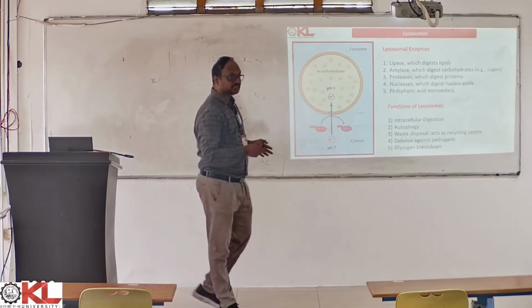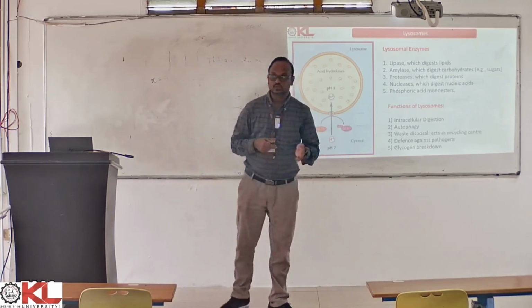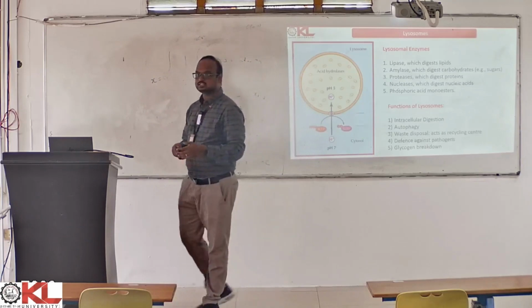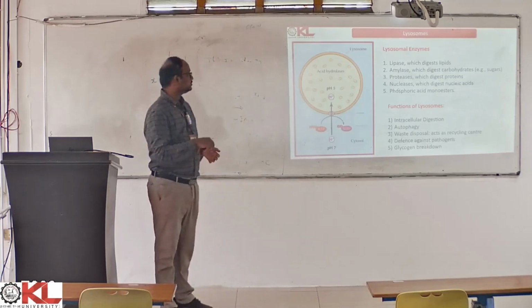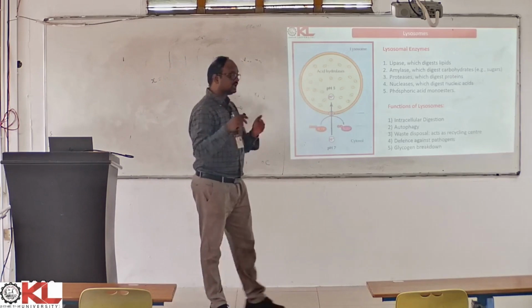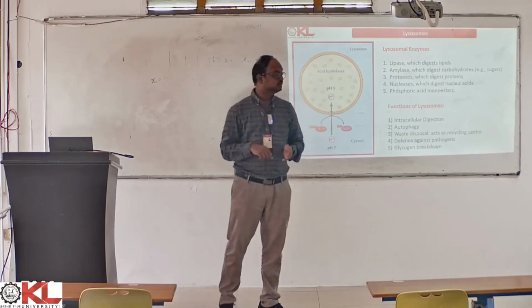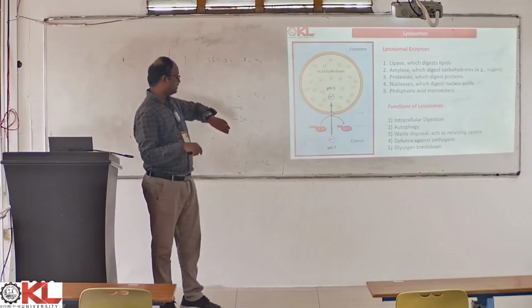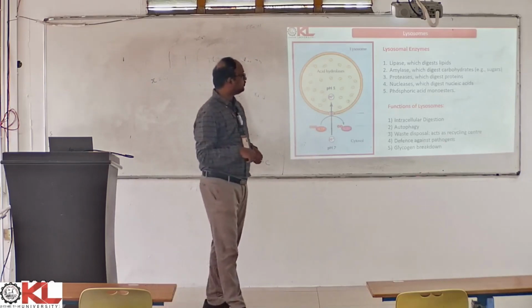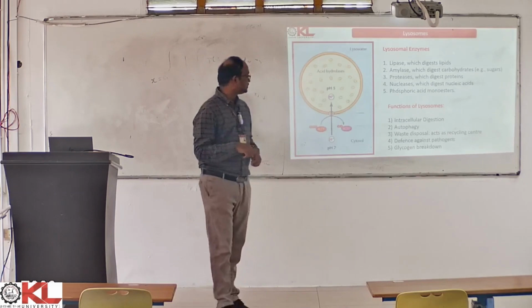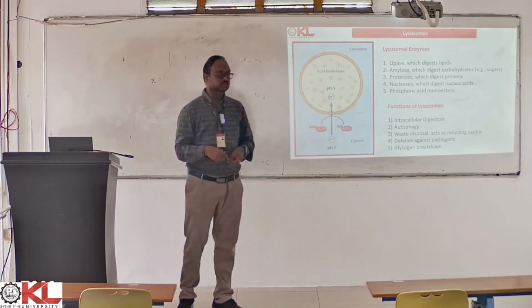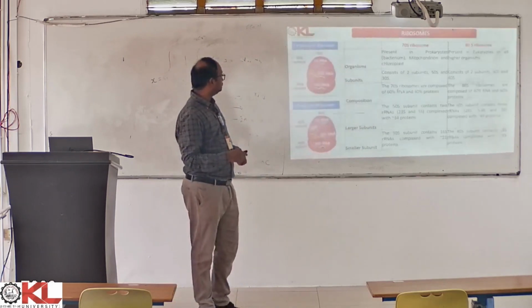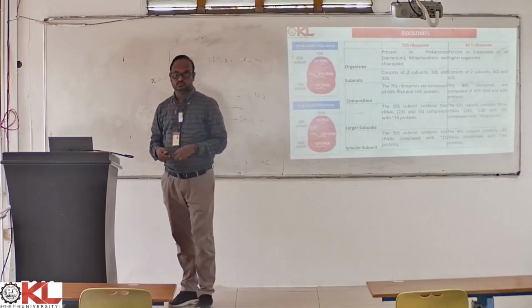Even though NADH, H plus, or FADH2 are also produced, all these currency molecules again go to the mitochondrial matrix, and again they will be converted into ATP, adenosine triphosphate. So these are the major functions of lysosomal enzymes. So let's move on to the next organelle, that is ribosomes.